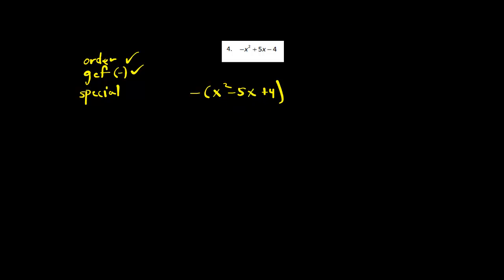So it's not special. But what we can do is factor it using trial and error, since it's an easy trinomial. So x and x. Same sign, both negative. Multiply to give you 4, add to give you 5. So 4 and 1, and that's your answer.